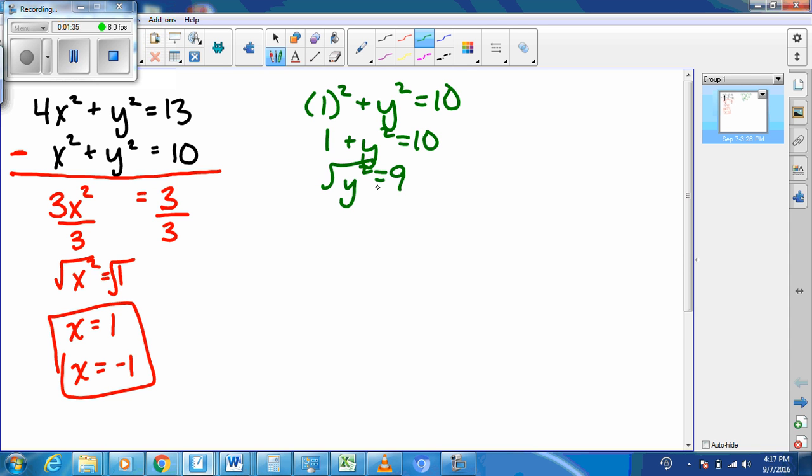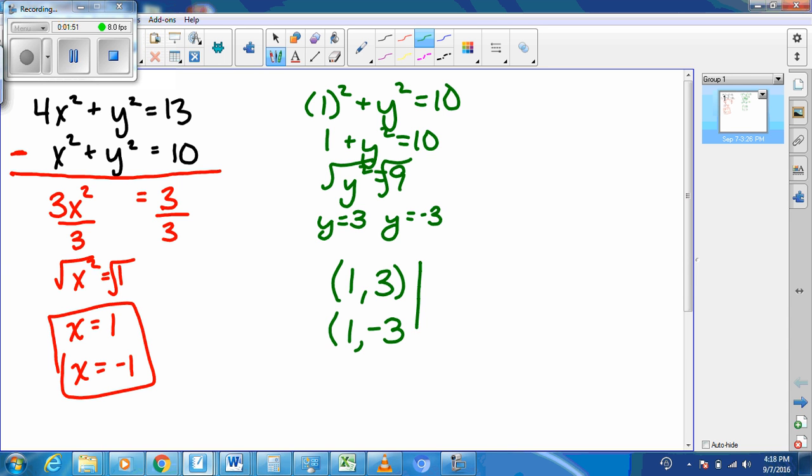And every time you take the square root, 2 answers. You get y is equal to 3, and you get y is equal to negative 3. So this one x value gave you 2 y values. So using positive 1 gave me 3, and using positive 1 gave me negative 3.